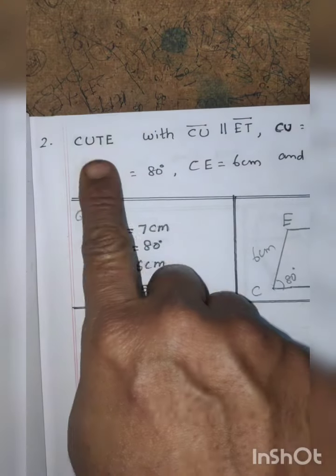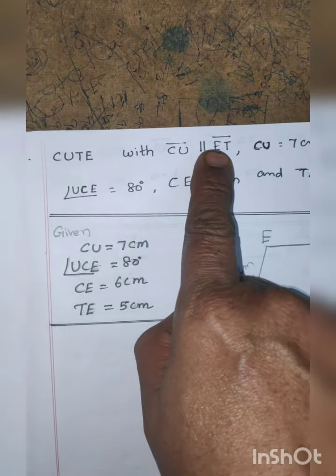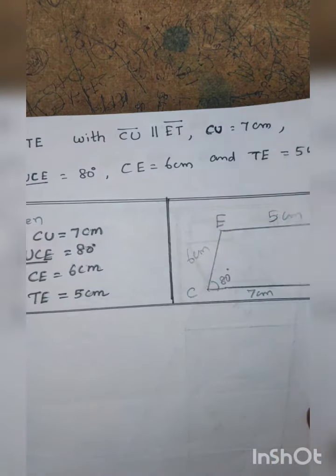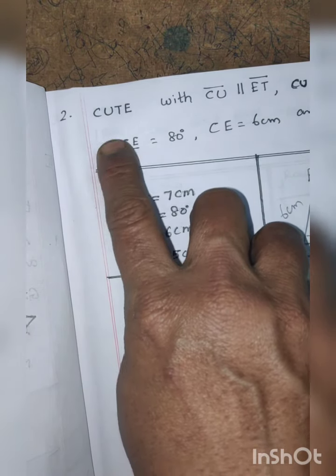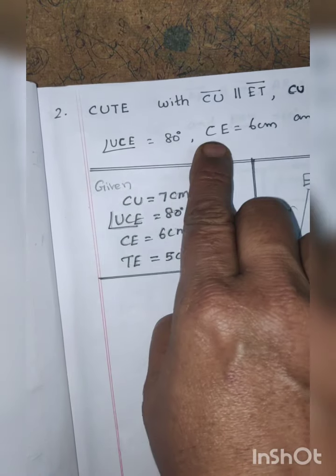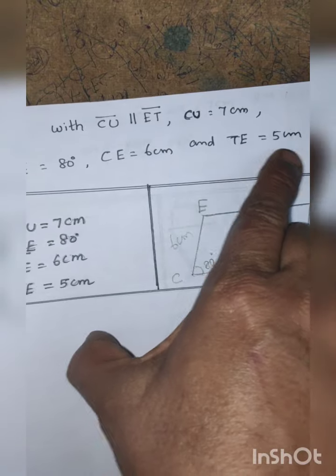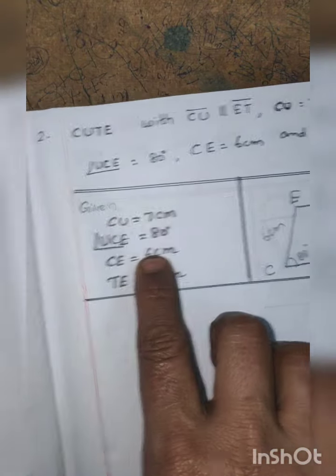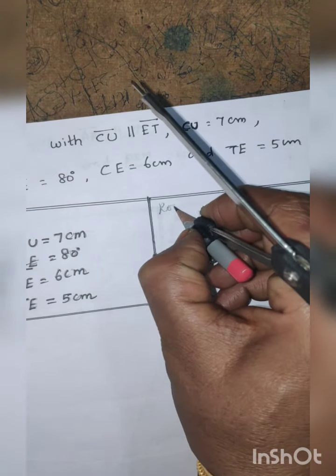Second question, CUTE, with CU parallel to ET. CU equal to 7 centimeter. This symbol means angle, angle UCE equal to 80 degree. CE equal to 6 centimeter and TE equal to 5 centimeter. Given: write this in one column, and draw the rough diagram.